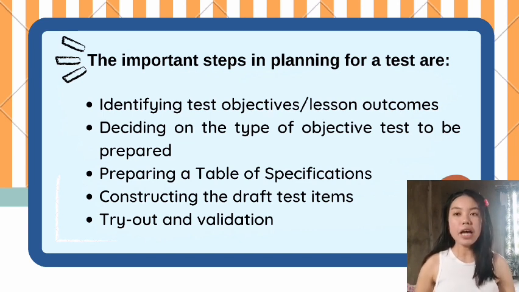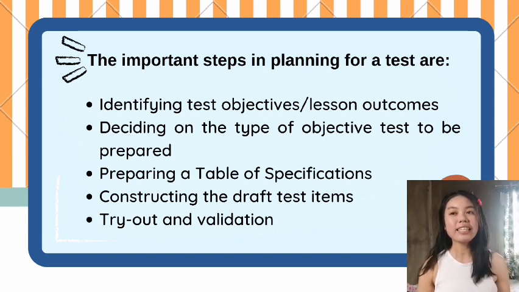identifying test objectives or lesson outcomes. Second, deciding on the types of objective test to be prepared. And the third one is preparing the table of specification. And the fourth one is constructing the draft test items. And the last one is tryout and validation.